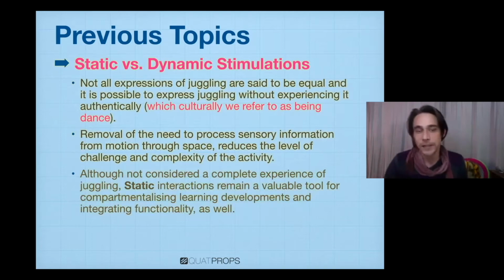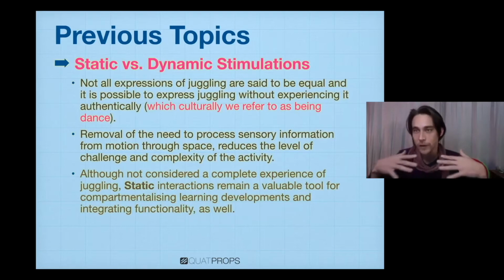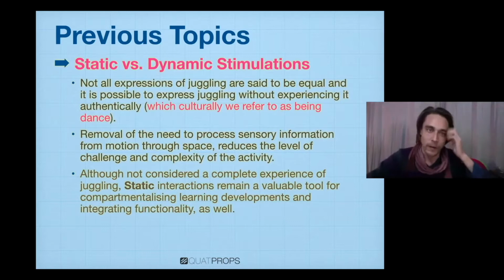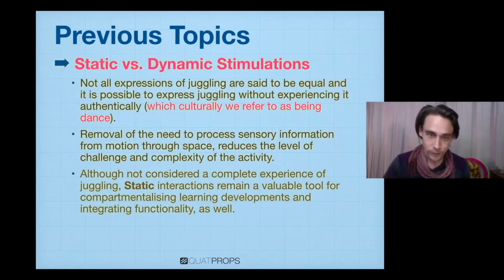So in this context, the static interactions really help us to make this transition where juggling is no longer the goal. It's no longer the outcome. Juggling is the platform to facilitate other outcomes. And really, static tends to be more when we're doing functional, and dynamic tends to be more when we're doing sensory development, or just stimulating the global activation more.